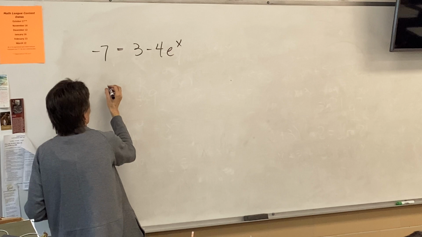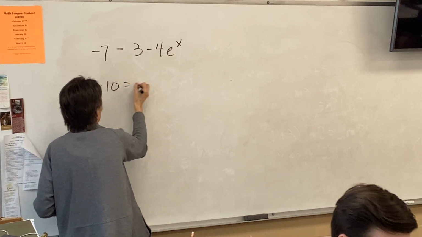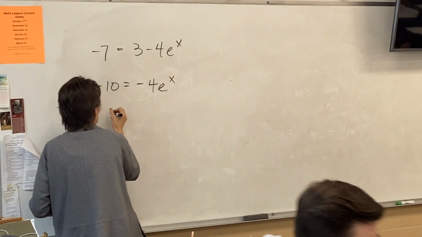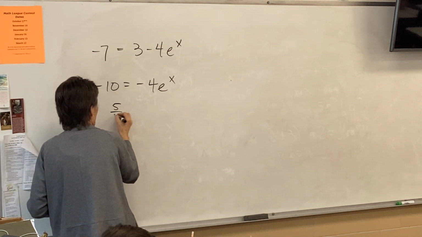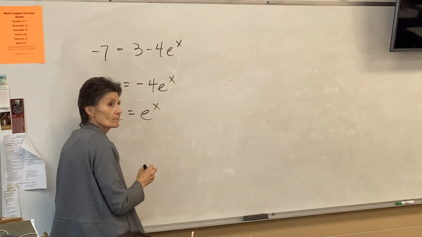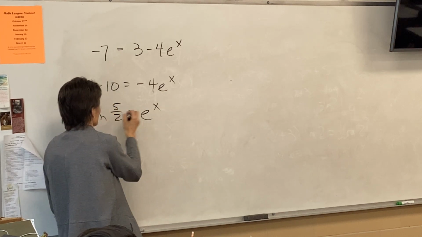I added or subtracted the 3, and then divided both sides by the negative. So you got 5 halves. Yeah. And then I did ln to both sides.